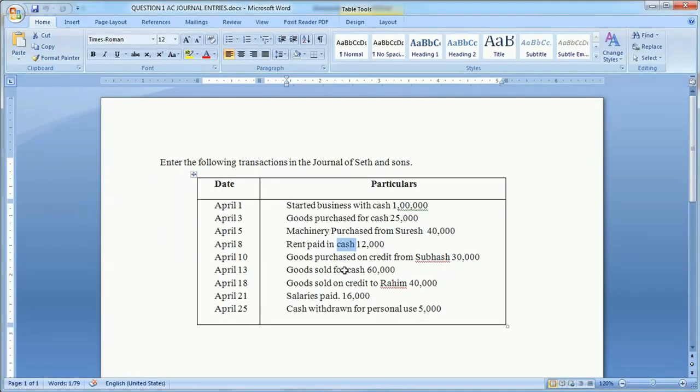Next, goods purchased on credit from Mr. Subhash, rupees 30,000. Again, here we have made some purchases, but instead of purchasing on cash, we have purchased on credit from Mr. Subhash. So the two accounts, one will be the purchases account and second will be Mr. Subhash's account. Purchases account is a real account which states that debit what comes in, credit what goes out. Goods are coming in, purchase account will be debited. And Subhash is a personal account which states that debit the receiver, credit the giver. Mr. Subhash is giving us the goods of rupees 30,000 on credit. So Mr. Subhash's account will be credited here.